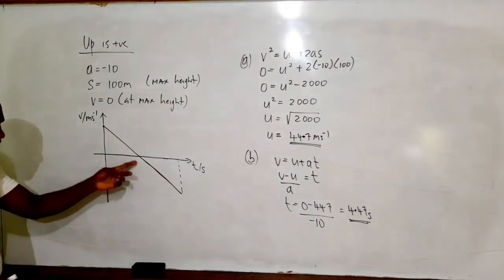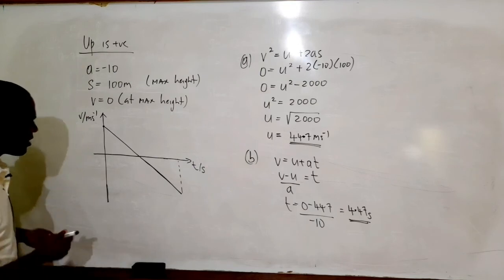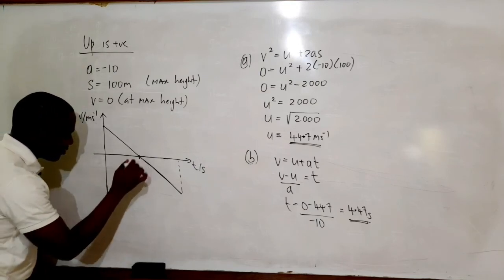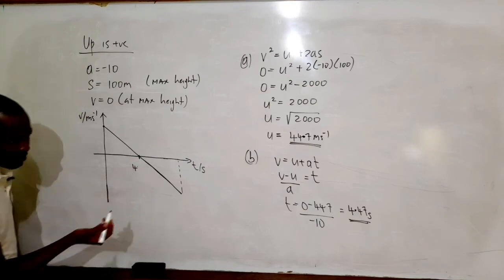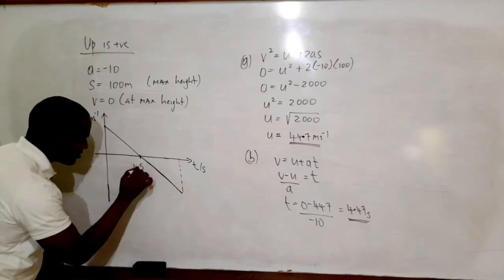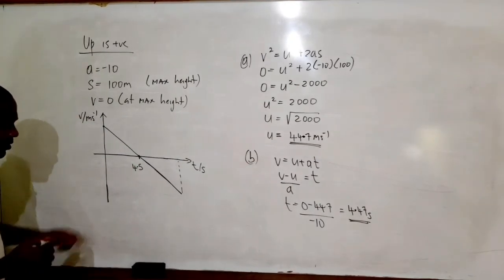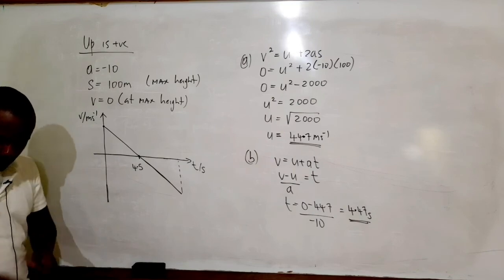Now, looking at our graph, we can actually put that information on our graph. So the time value right here would be 4.47 seconds, or we could say 4.5 seconds to one decimal place. So the value here would be 4.5.